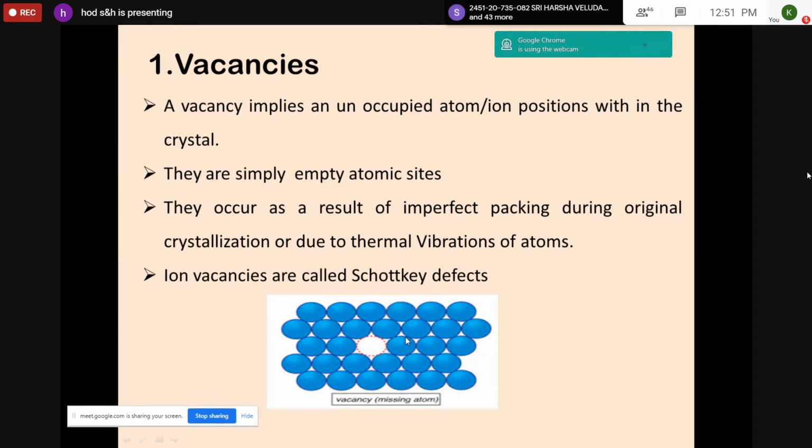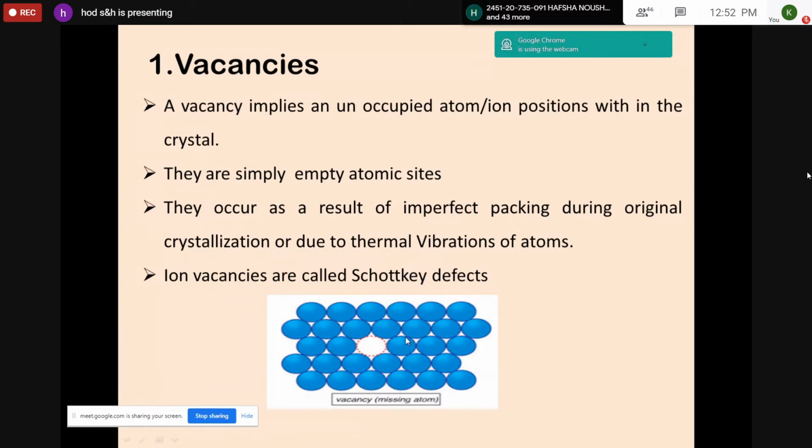And ionic vacancies, if an ion is missing in the given crystal plane, are called Schottky defects. So this is the first category in point defects, which is vacancy. A vacancy implies an unoccupied atomic or ionic position within the crystalline material. Empty atomic sites can be called vacancies. They occur because of imperfect packing during original crystallization, or due to thermal energy supplied to the atom, which may displace it from its mean position so that a vacancy is created. And the ionic vacancies are called Schottky defects.